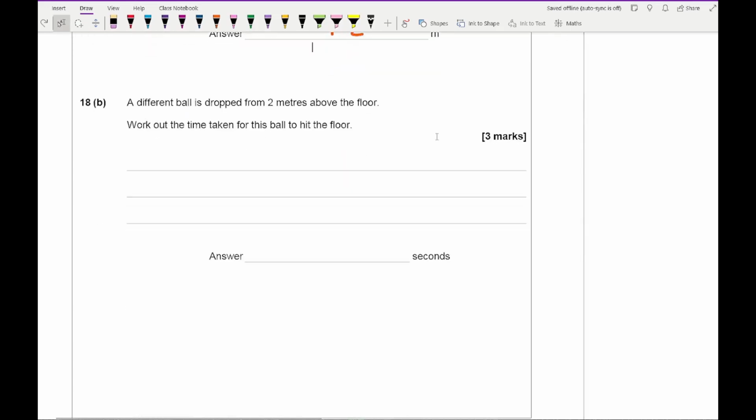Then it says for 18b, a different ball is dropped from 2 meters above the ground. Work out the time taken for the ball to hit the floor. So for this we know that s equals 2. So if I just write down the formula again, all I'm doing is swapping s equals 2 into this formula here. Well, actually it's s, not t.